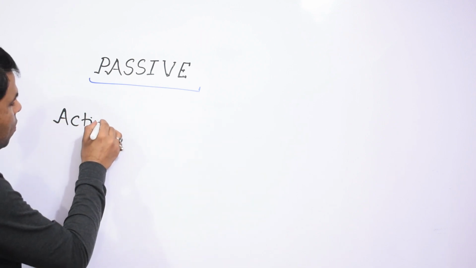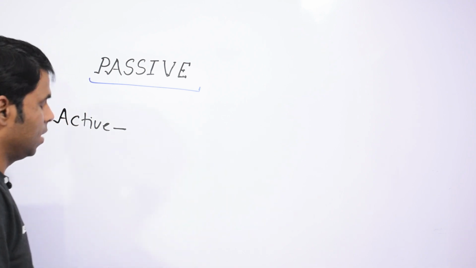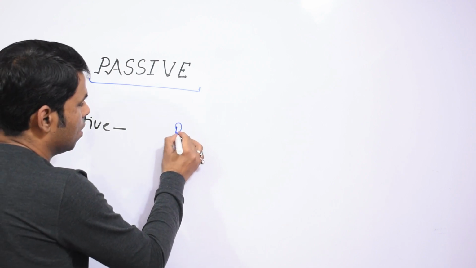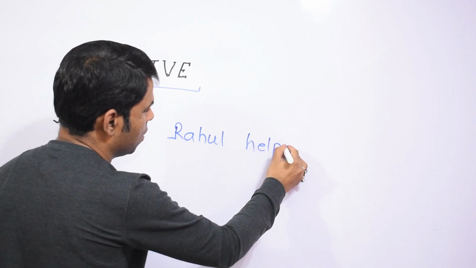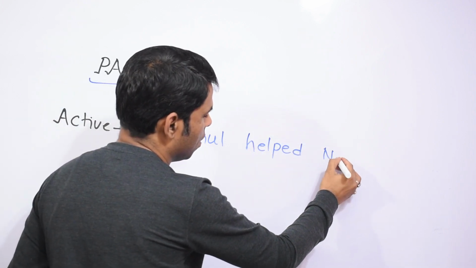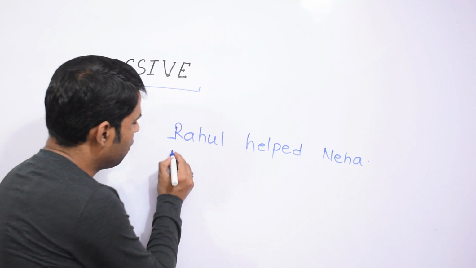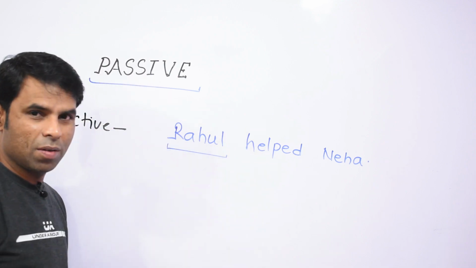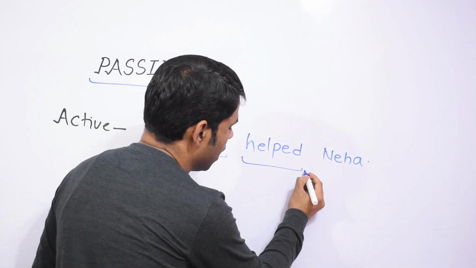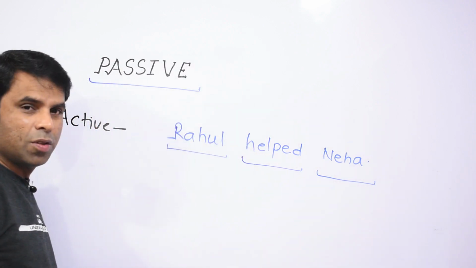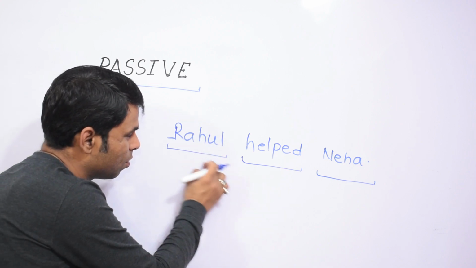So active. I'll write a sentence over here. Let's say, Rahul helped Neha. Here my focus is on Rahul. I'm saying what Rahul did. What he did, he helped Neha. So my focus is on Rahul. Rahul is the subject of the sentence, and this sentence is about what he did.